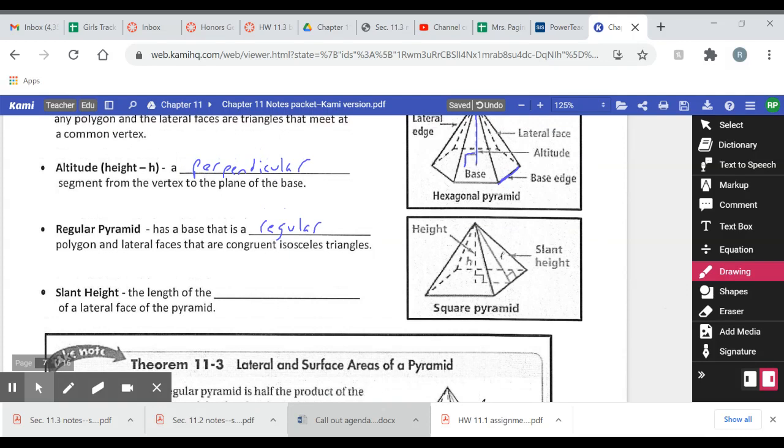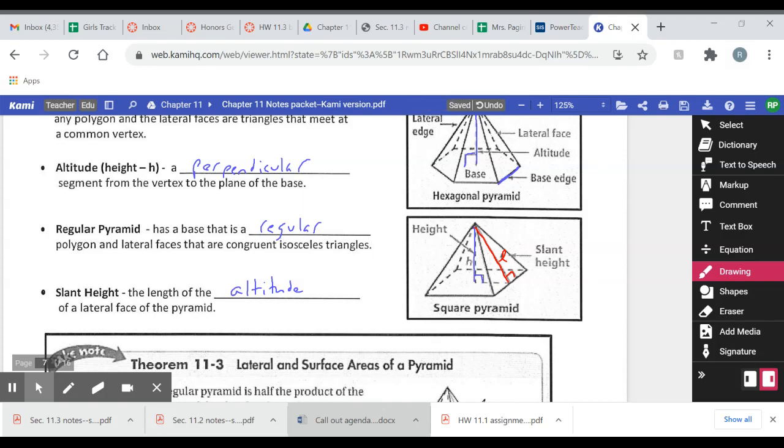And then the slant height is the length of the altitude or height of a lateral face of the pyramid. So big thing to keep in mind here is we already talked about the height or the altitude of the entire pyramid. It comes down from the vertex down through the pyramid and forms a right angle with the base. Okay, but a difference is a slant height comes down through one of the faces and forms a right angle with the base of just that face. And we're going to call that this lowercase cursive L.